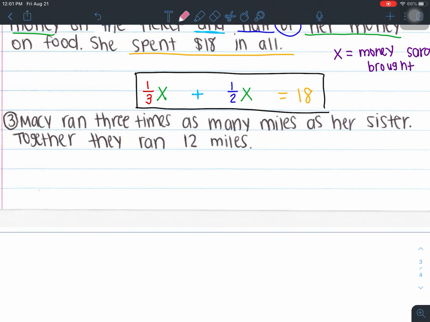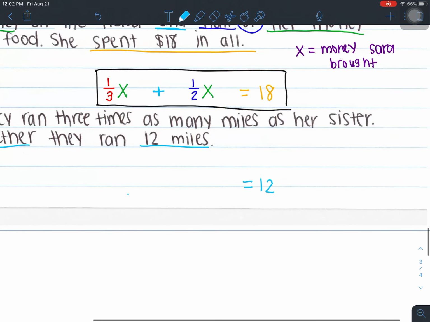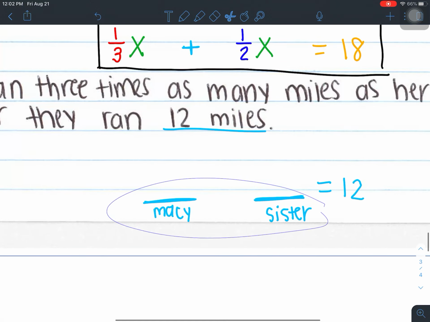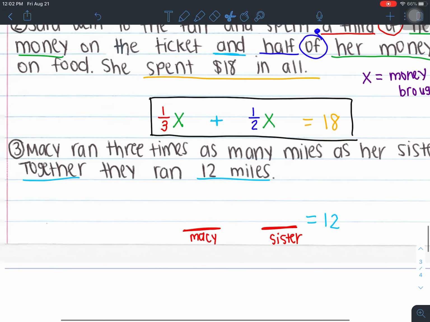All right, last one. Macy ran 3 times as many miles as her sister. Together they ran 12 miles. Okay, well, I know for a fact that they ran 12 miles in total, right? So I know in the end of my equation, I'm going to have it equal 12. Okay, well, we have 2 people here. Macy's running and then her sister's running. We have no idea how much they're running each, right? So Macy's running some and her sister's running some. So Macy and her sister.